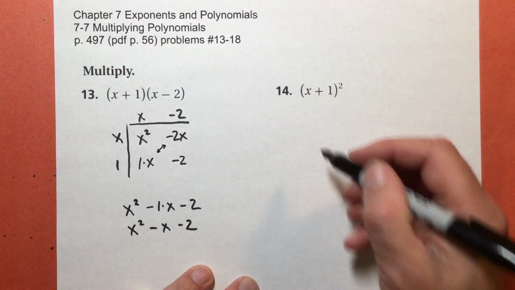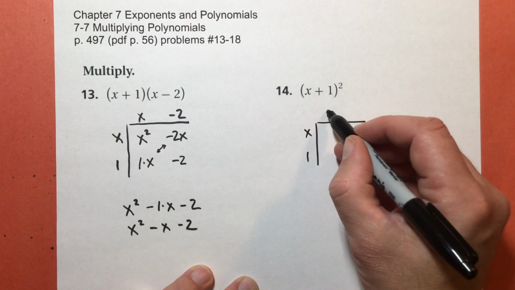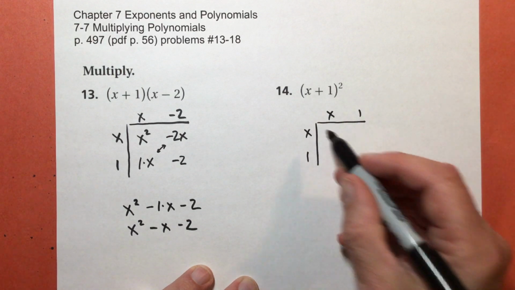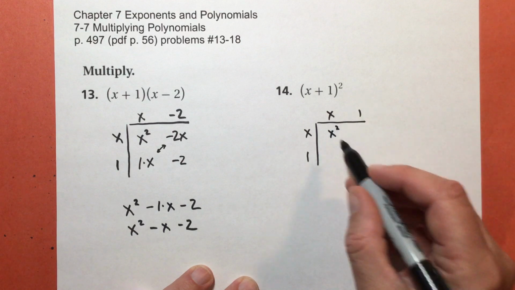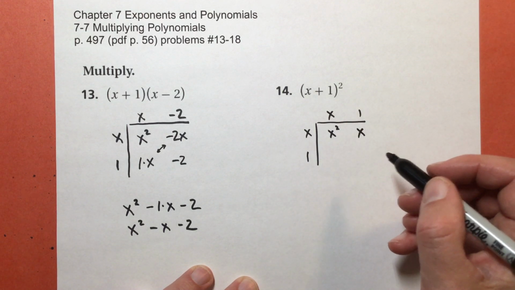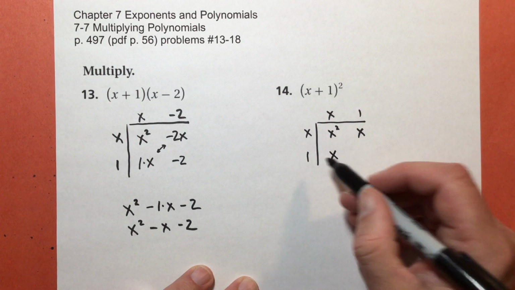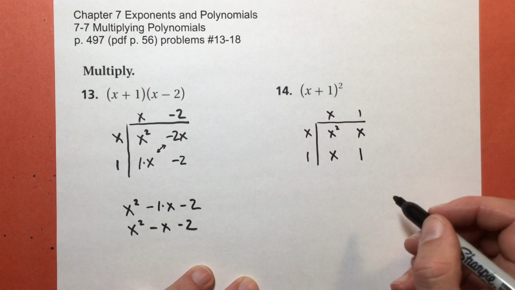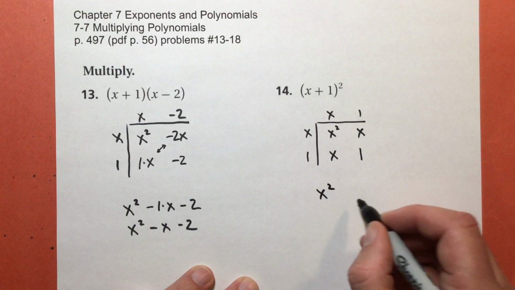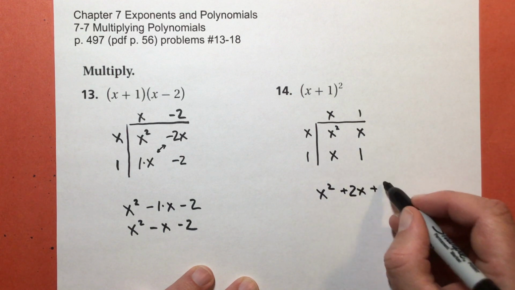X plus 1 squared. So I get x plus 1, x plus 1. X times x is x squared. X times 1 is just x, or 1x if you want to write it that way. 1 times x is also just x, same thing. And 1 times 1 equals 1. So I get x to the second power plus 2x, two of them right there, plus 1.